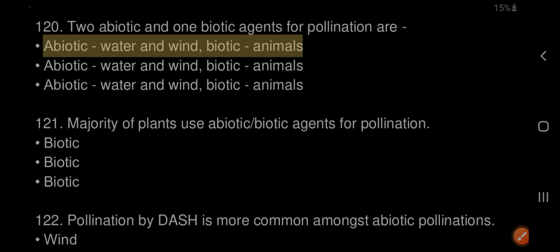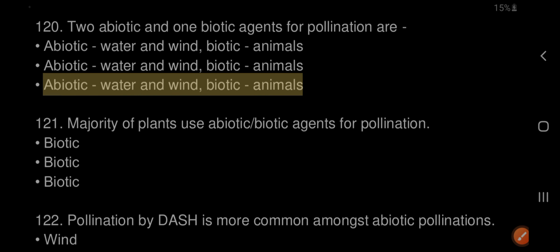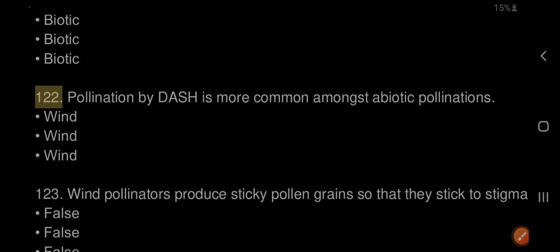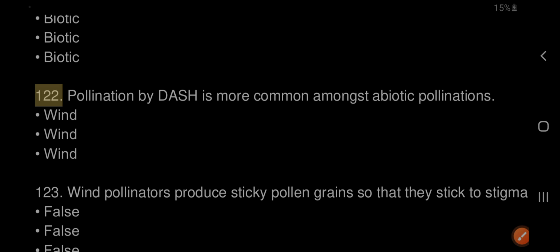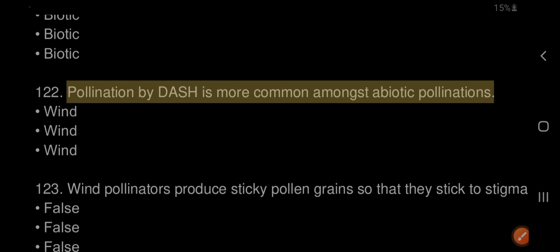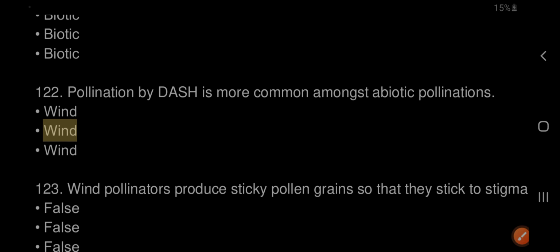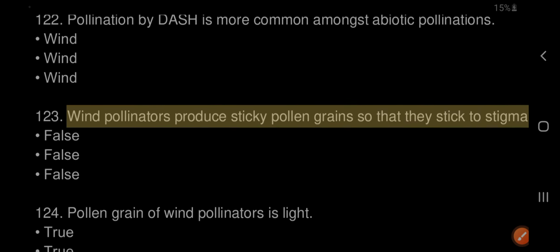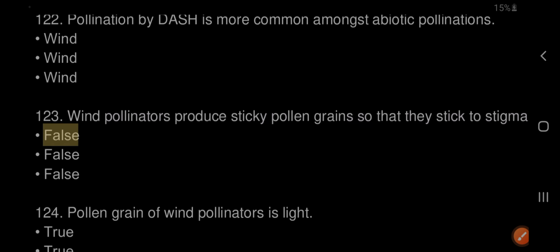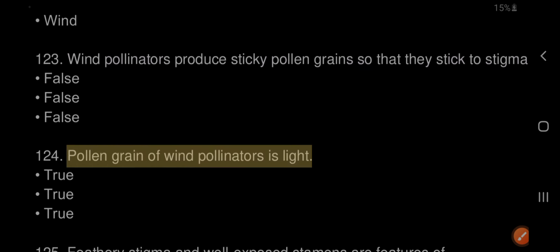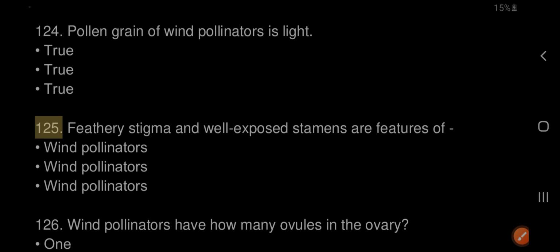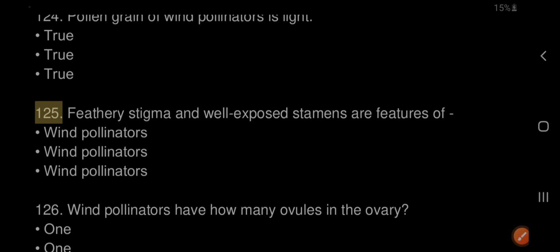121. Majority of plants use biotic agents for pollination. 122. Pollination by wind is more common amongst abiotic pollinations. 123. Wind pollinators produce sticky pollen grains so that they stick to the stigma. False. 124. Pollen grains of wind pollinators are light. True.